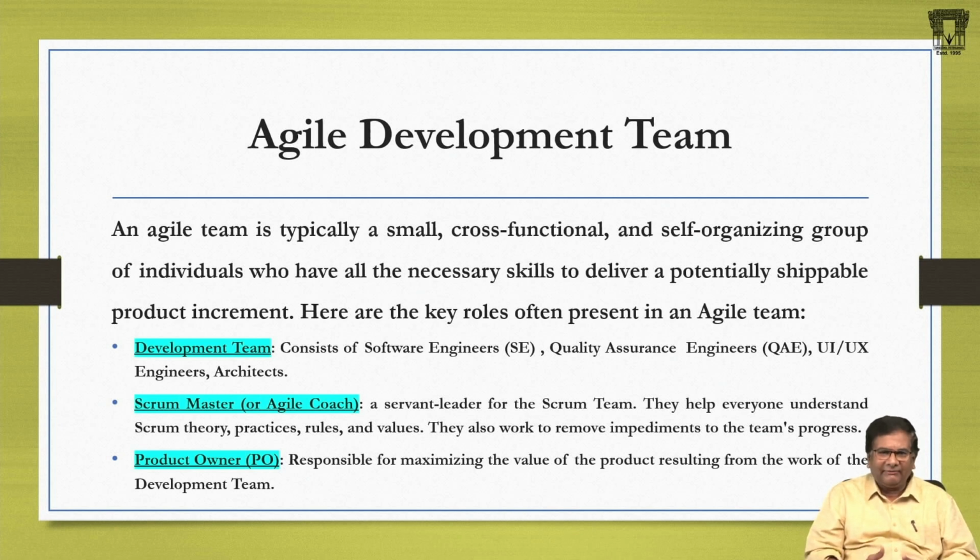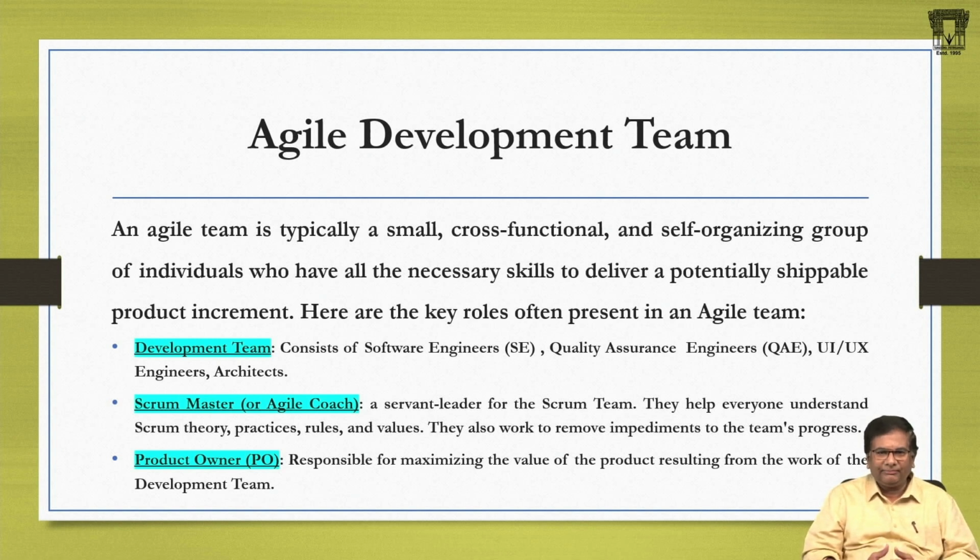Now, who is part of the dev team? Like I said, the dev team consists of software engineers, developers, quality assurance engineers, QAs, software development QA engineers, UI/UX engineers who take care of the user interface and user experience, and then architects or tech leads and so on. So these are basically the people who work with code and get things done.